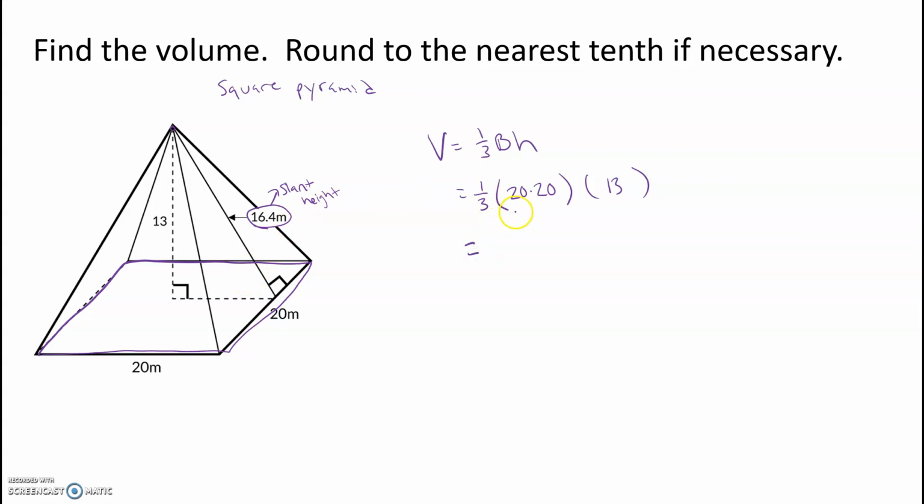All right, so let's do this one. We've got 20 times 20 is 400. And I'm just breaking this down so that you see every step. So when I do my calculator 400 times 13 and I divide by 3, I get a really ugly number. 1,733.333333333. Right? It keeps going. This one does say round to the nearest 10. So we are going to round it.